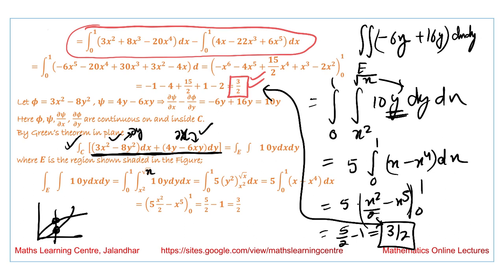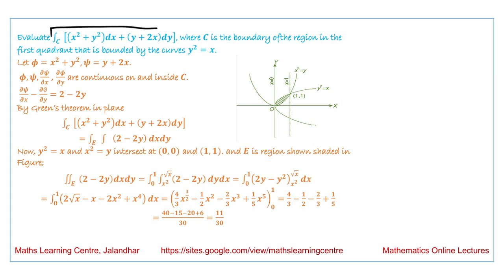Now next is to evaluate this integral over the region C, where C is the boundary of the region in the first quadrant that is bounded by the curves y square is equal to x and x square is equal to y. So these are the curves shown over here. We have x square is equal to y and y square is equal to x.